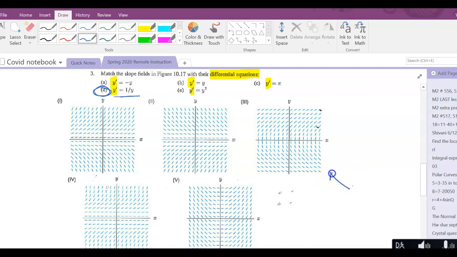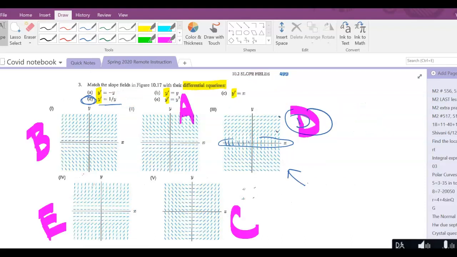Look at the slope field in graph 3. All the points right here where y equals 0, which is any point on the x-axis, notice right here, look at all those vertical tangent lines, yeah? So graph 3 is DiffyQ D. Go ahead and see if you can match up A, B, C, and E, and then replay for the answers. There you go. B, A, D, we knew. E, C.